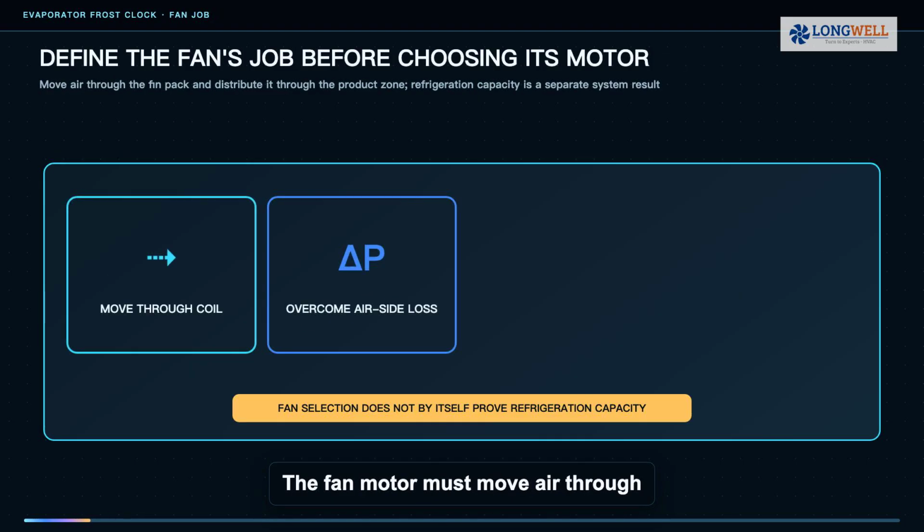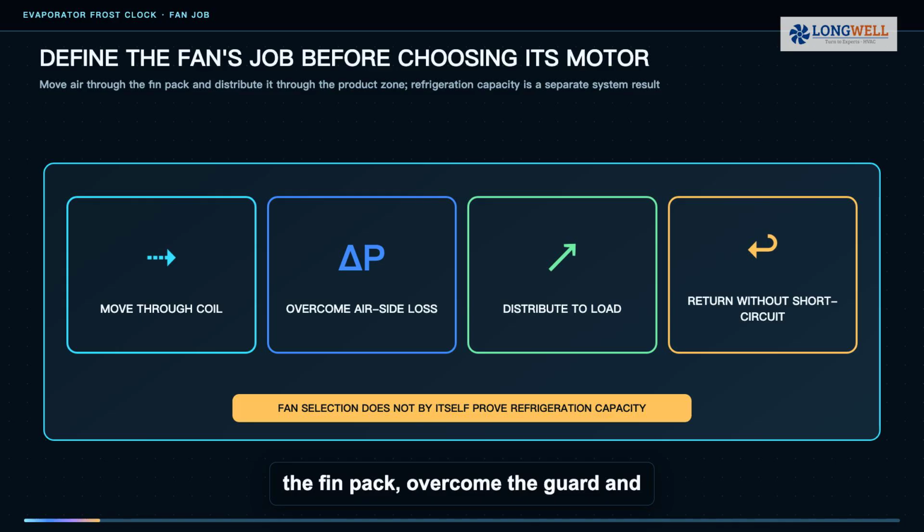The fan motor must move air through the fin pack, overcome the guard and housing losses, deliver air through the product zone and return it without short-circuiting. This fan selection supports heat transfer. It does not by itself prove refrigeration capacity.